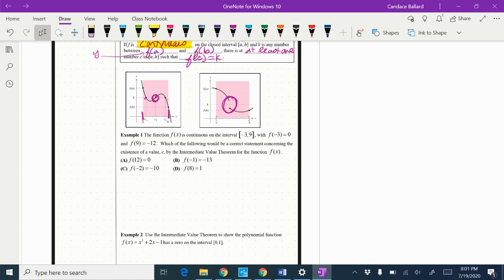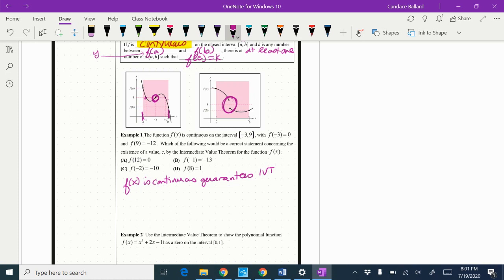We've got the function f of x is continuous on the interval from -3 to 9 with f of -3 equal to 0 and f of 9 equal to 12. Which of the following could be a correct statement concerning the existence of a value c by the intermediate value theorem for the function f of x? Well, first of all, we know that f of x is continuous. That guarantees that the intermediate value theorem works.